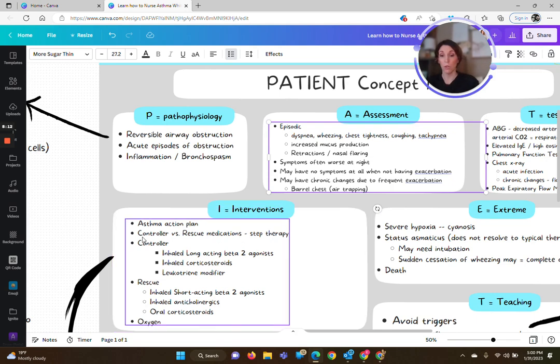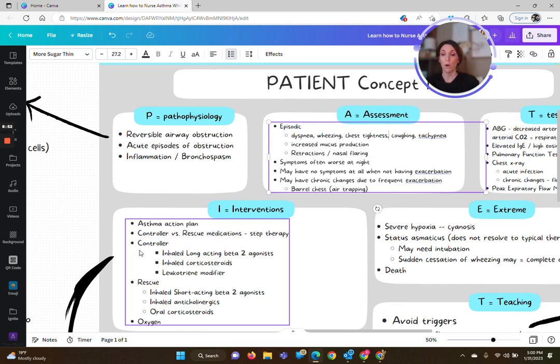And then we have controller versus rescue medications. Controller medications help us keep our symptoms under control, and it's something that we take every single day. We do use a step therapy, so if a patient has mild asthma and they hardly ever have exacerbations, we may just have a rescue inhaler, and that might be all that patient has, so they may not have controller medications. But if they have frequent exacerbations, or they've had frequent exacerbations in the past and they have a more severe form of asthma, they may be on these daily controller medications. And sometimes we step up or step down their therapy depending on how they're doing.